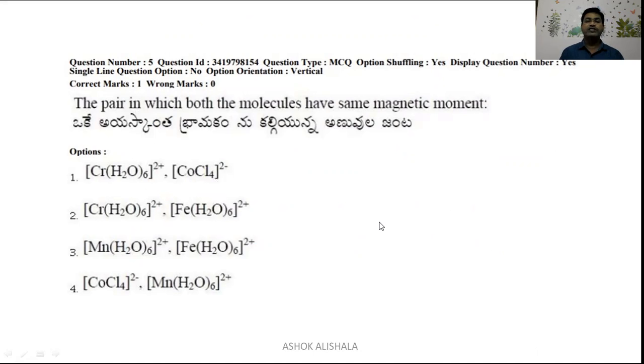Let me tell you, the answer is going to be the second one, only these 2 complexes. See how many metals are included in total: one is chromium, another is cobalt, another iron, manganese, only 4. And different combinations are given for the same complexes, and you are asked which contains the same magnetic moment.